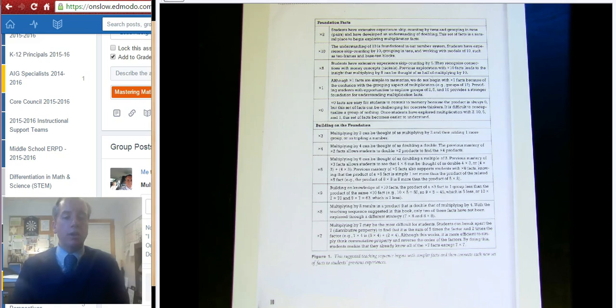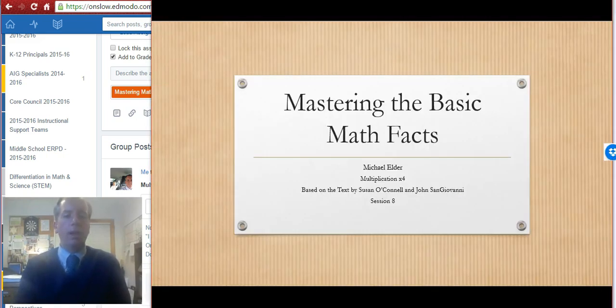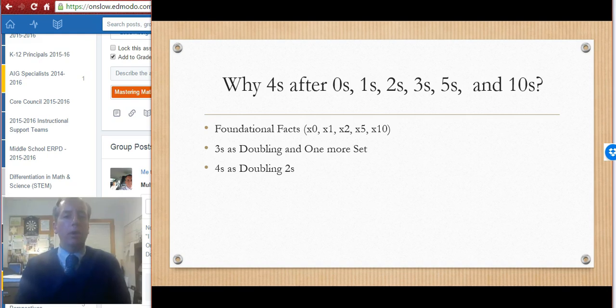So let's hop over to our presentation here and let's go ahead and roll on through. So if 3s, like we said, we're doubling and one more set, well, it makes sense then to do 4s next, because that would be doubling and then doubling again.